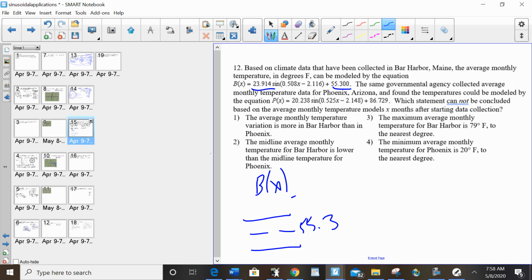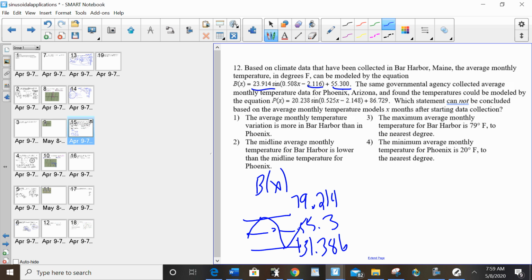When I add, I get 79.214. And then when I subtract the amplitude, I get 31.386. It's a positive sign. There's a little bit of a phase shift going on here, but again, it's a horizontal shift, but it's probably not going to matter much.